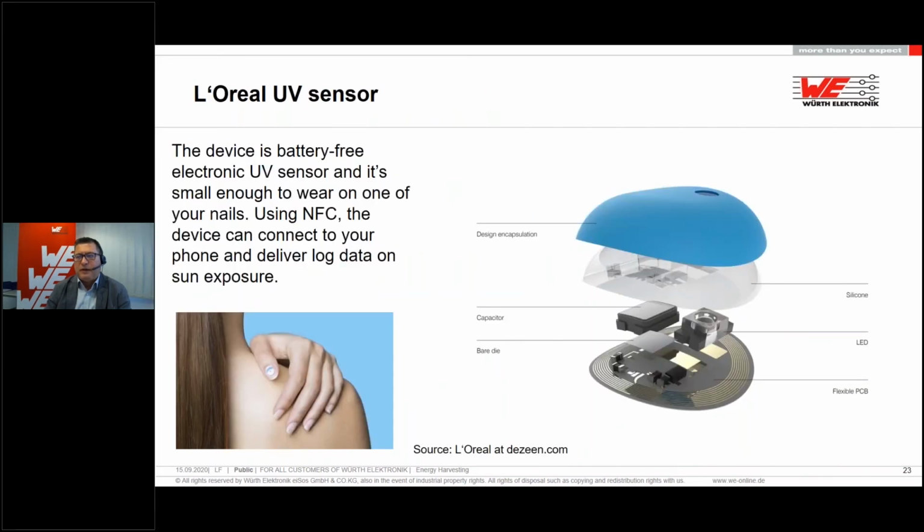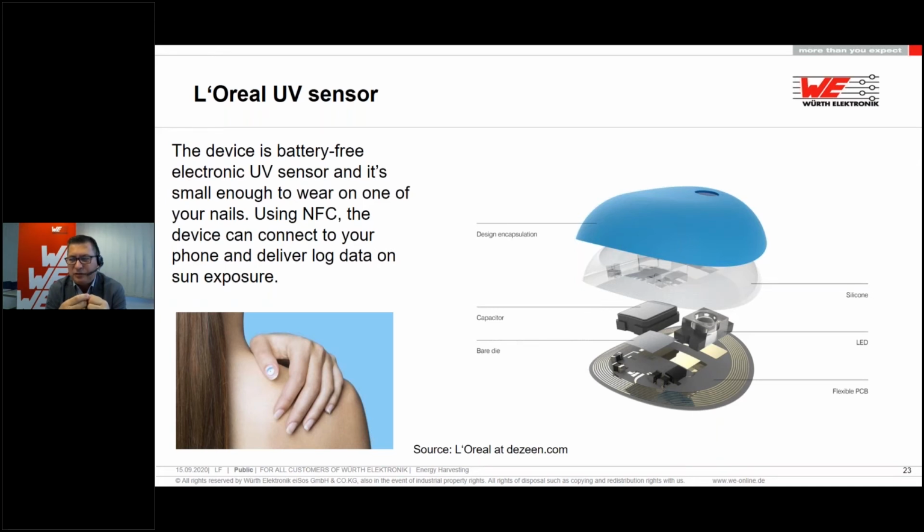The biggest and nicest invention that I saw was 2 years ago at CES in Vegas. It was made by the company L'Oreal. It is a UV data logger, a small device you can stick to your fingernail. This is the correct picture.